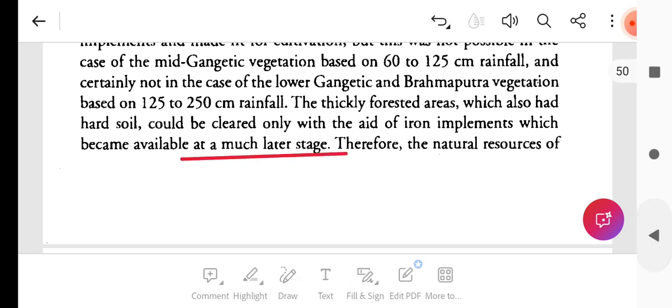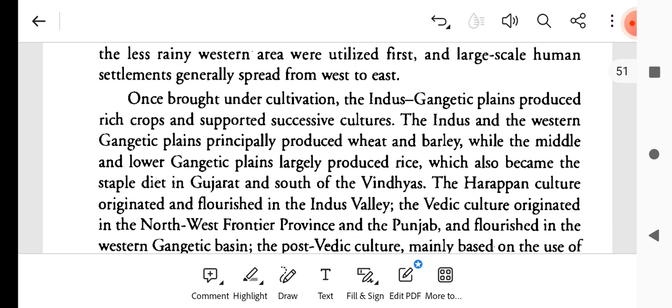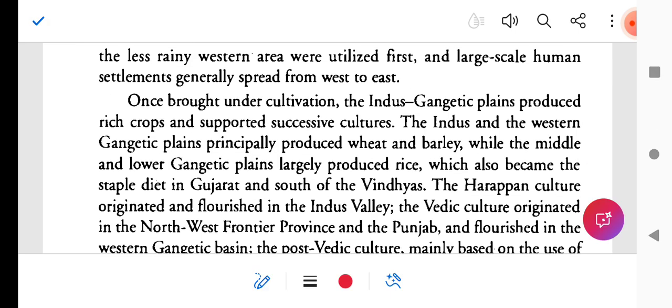Therefore, the natural resources of the less rainy western area were utilized first, and large-scale human settlements generally spread from west to east. Once brought under cultivation, the Indus-Gangetic plains produced rich crops and supported successive cultures. So these are the general terms, and you often know about these terms.